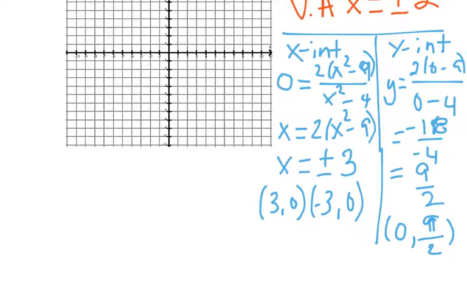Okay, so that's the third one that we checked. Then we also check for the horizontal asymptote.